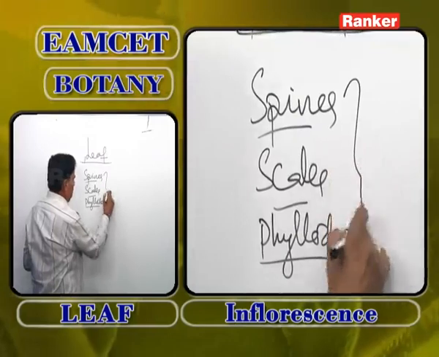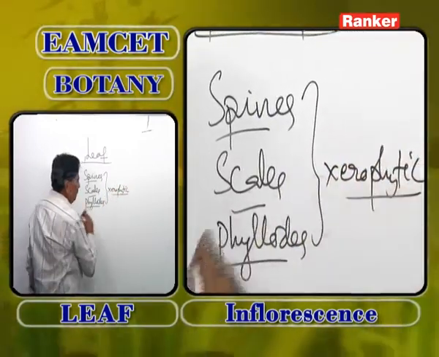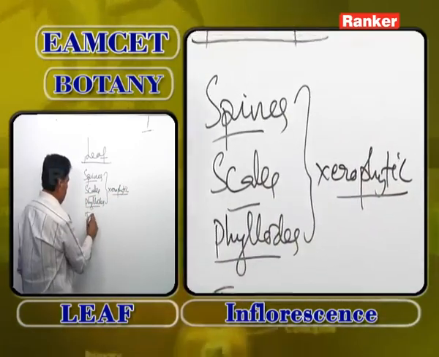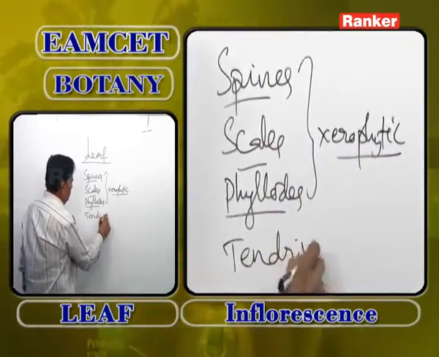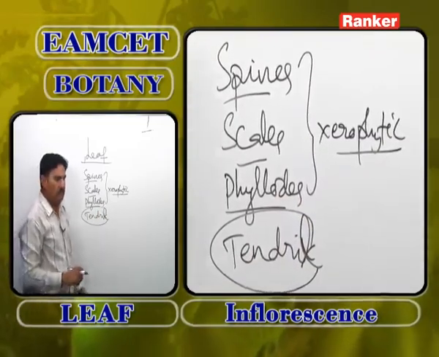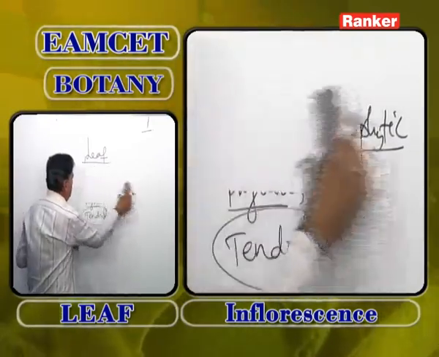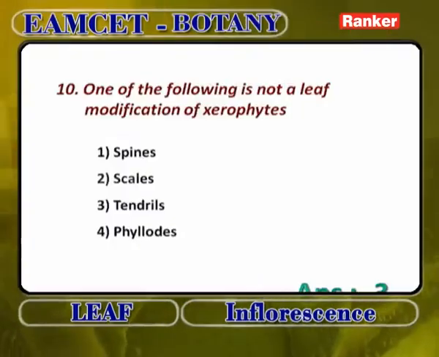So all these three are definitely xerophytic adaptations. The only answer here is tendril. Tendril is not a xerophytic adaptation. Tendril is found in almost many plants and it mainly helps in climbing. So spines, scales, phyllodes are xerophytic adaptations.